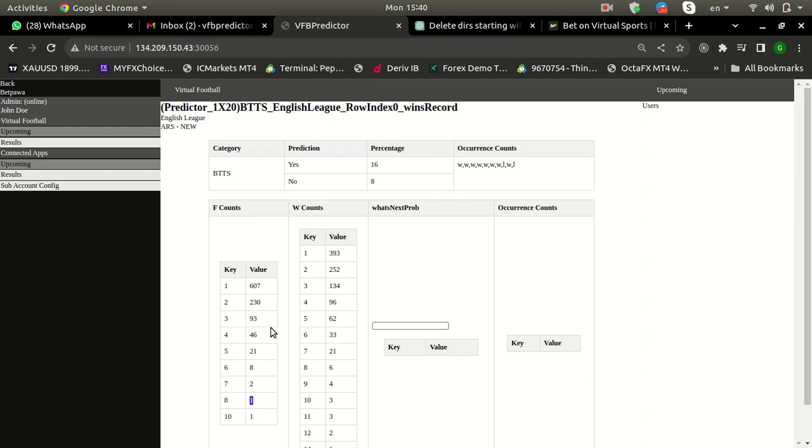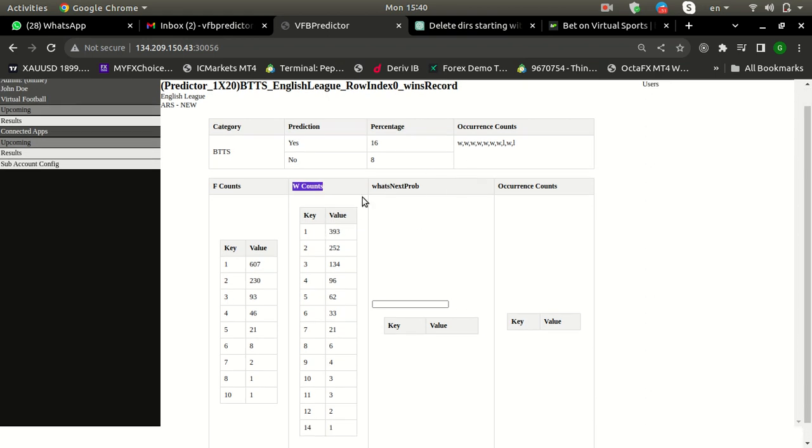And the many occurrences are here. Many occurrences are when we only have one loss, then occurrences when we have 2 losses, which has been 230 times, 3 losses has been 93 times, 4 losses has been 46 times, 5 losses has been 21 times. So the higher the number of losses, the lower the probability. And this one, W counts, tells you how many win occurrences have happened.